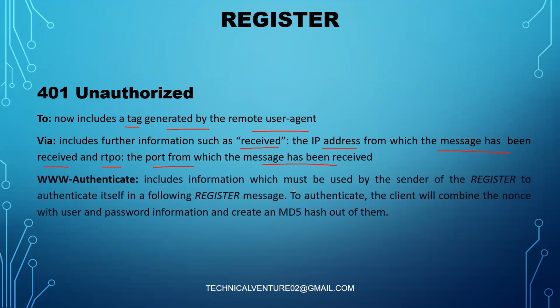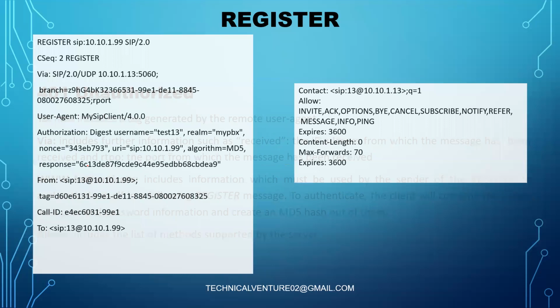Authenticate now includes information which must be used by the sender of the register to authenticate in the following register message, the same thing which we saw in our first slide of this register message. To authenticate, the client will combine the nonce with user and password information and create an MD5 hash out of them. I will show you in the trace how it will send the username and password. And allow includes the list of methods supported by the server. Now you can see it sends a register message again.